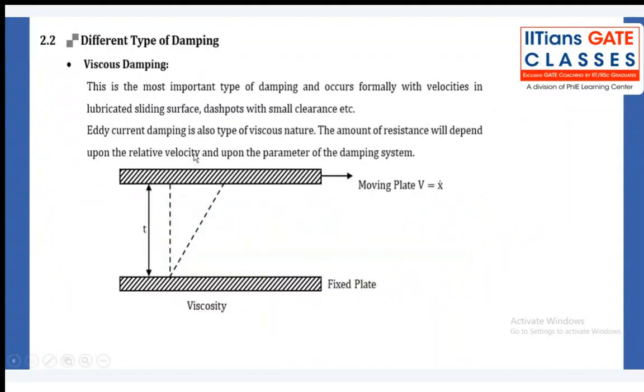You have seen that we have different types of damping. The first type we are discussing is viscous damping. Coulomb damping, we will discuss further. Then we will discuss molecular damping, that is hysteresis damping. But as of now, we are discussing only viscous damping.